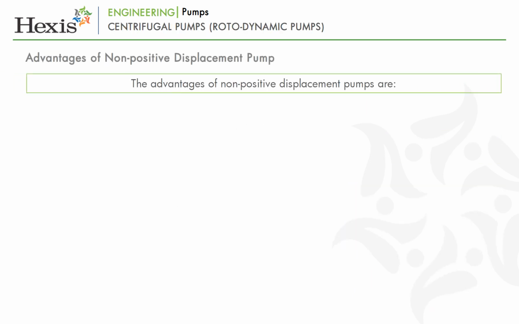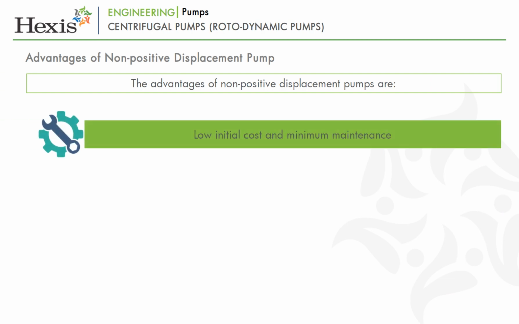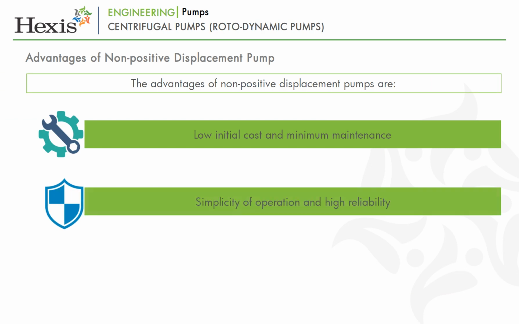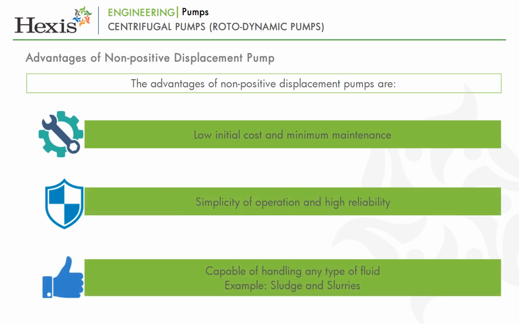The advantages of non-positive displacement pumps are low initial cost and minimum maintenance, simplicity of operation and high reliability, and they are capable of handling any type of fluid, for example, sludge and slurries.